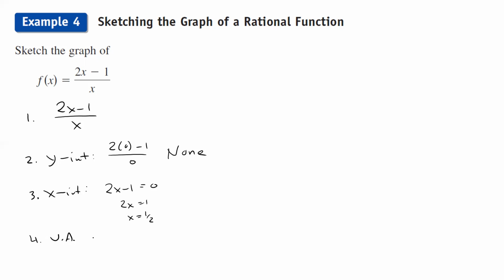Step 4, vertical asymptotes. Tristan, I think I haven't picked on you yet. Zero, absolutely. There's only one thing on the bottom, x, and the only time it's going to be a problem is 0. And 5, horizontal asymptote, Isabel.